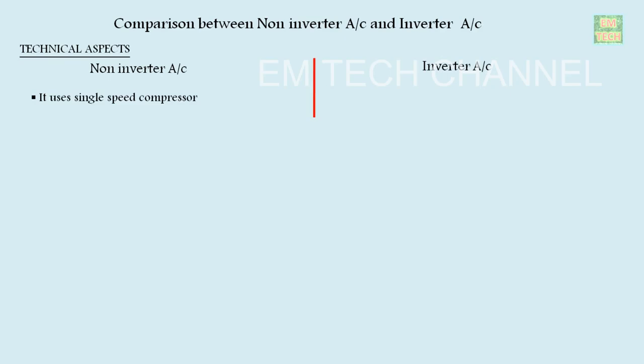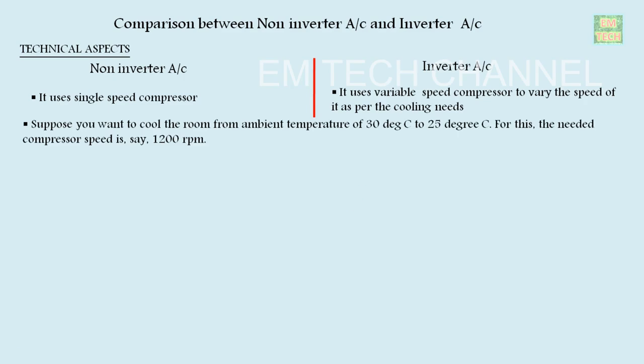Non-inverter AC uses a single speed compressor. In this, the speed of the compressor cannot be varied. It will run only at full speed irrespective of the load demand. Inverter AC uses a variable speed compressor. In this, the speed of the compressor will be varied automatically based on the load requirements.